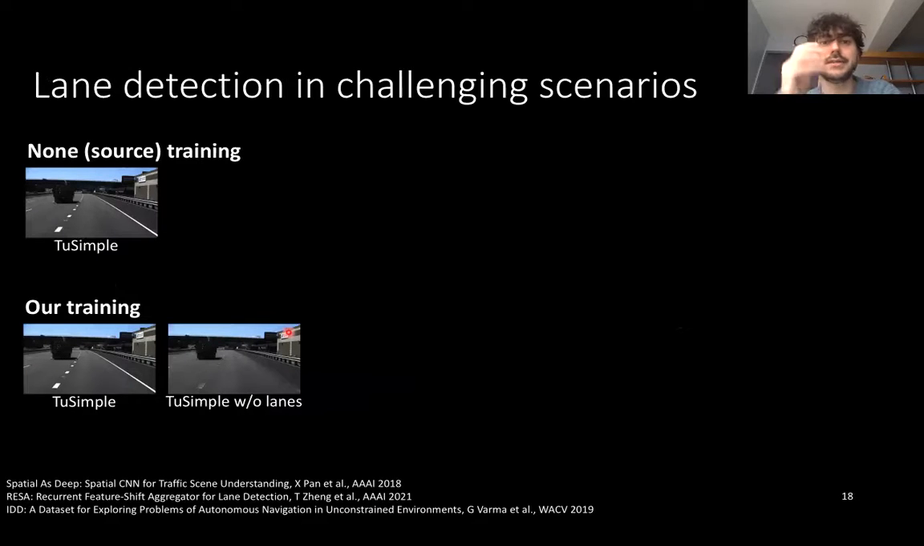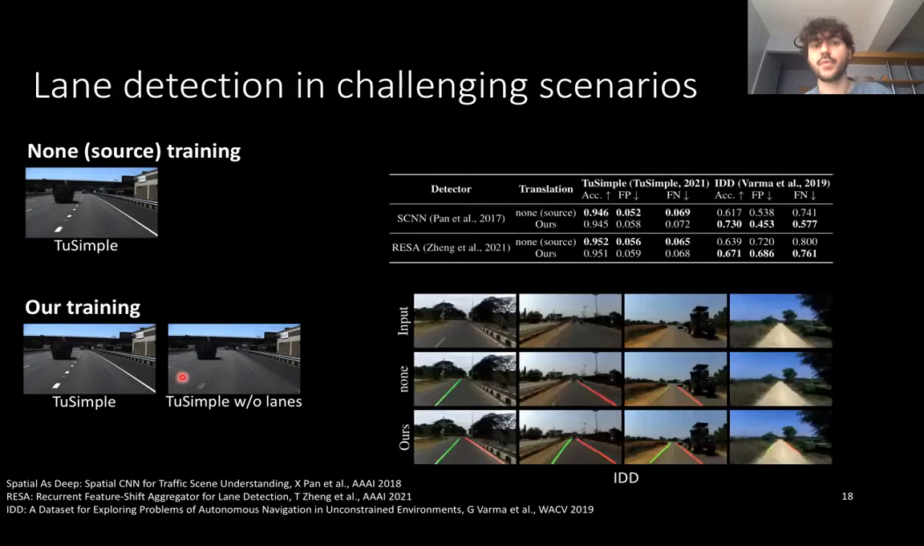So let's talk about the lane detection challenging scenarios, which is the first transfer learning task. We compare against a source training, which only exploits TuSimple images, with our setup in which we exploit TuSimple and augmented TuSimple images with our system. We train two state-of-the-art lane detection systems, which are SCNN and RESA. As you can see, we evaluate the performances on both TuSimple and IDD, which is another dataset acquired in India, which has damaged lane markings.